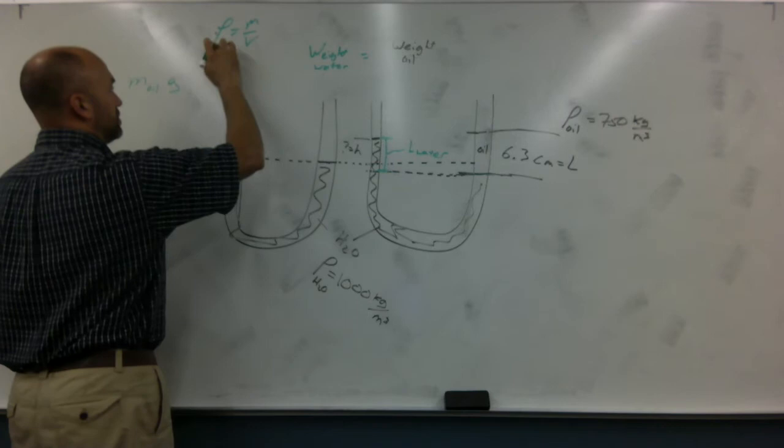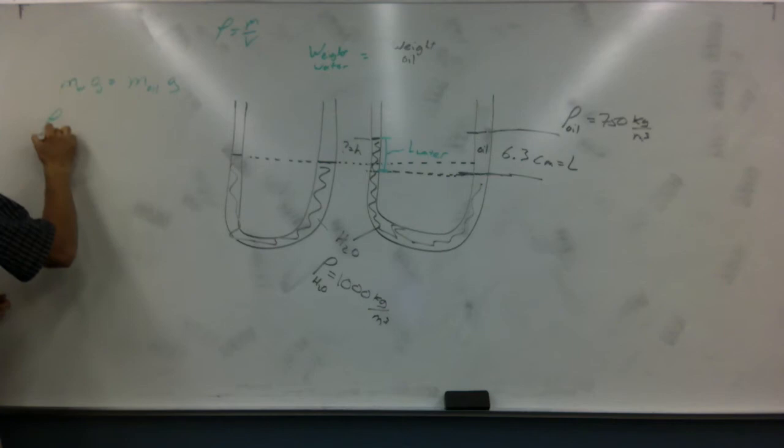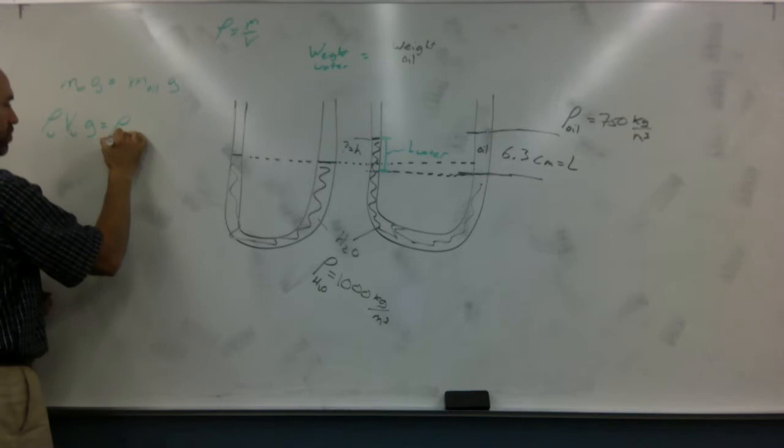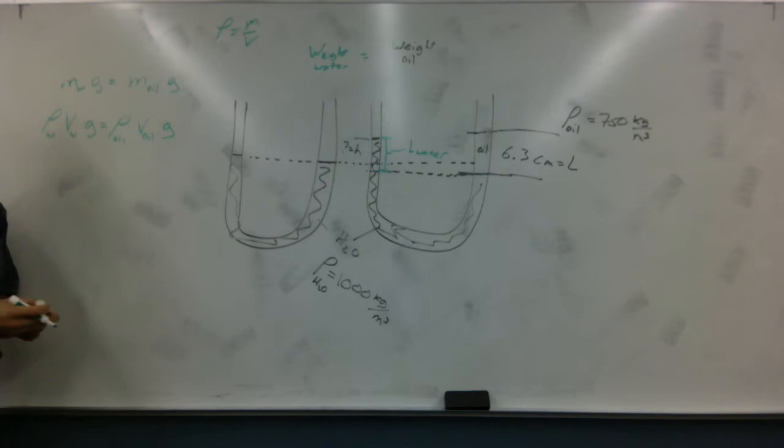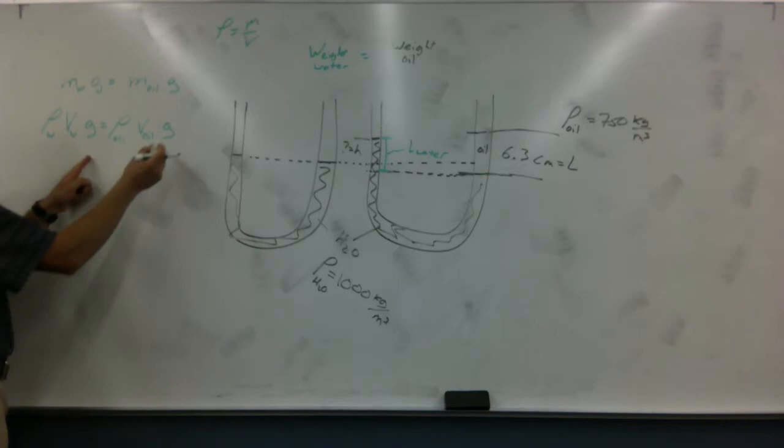So mass is density times volume, right? So we need density of water times volume of water times gravity equals density of oil times volume of oil times gravity. Does this make sense so far? Notice gravity cancels out on both sides.